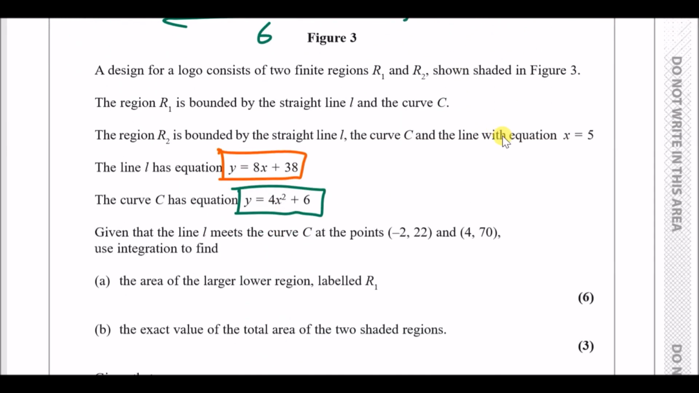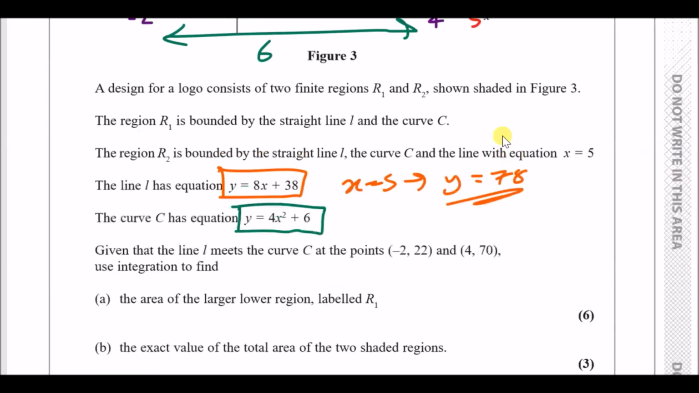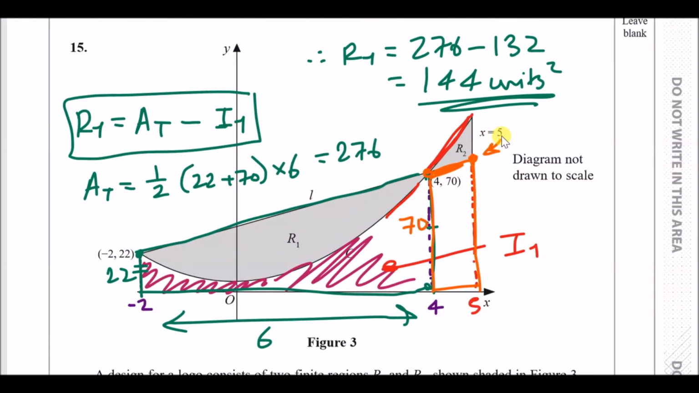So replacing x with 5 in this equation, you should come out with a y coordinate of 78. Okay, so that checks out. So this implies that this coordinate here is (5, 78), meaning we have a height now of 78 from here to the bottom. So working out the area of the trapezium is easy.